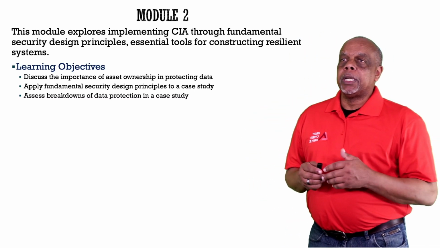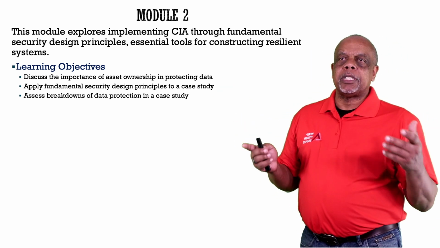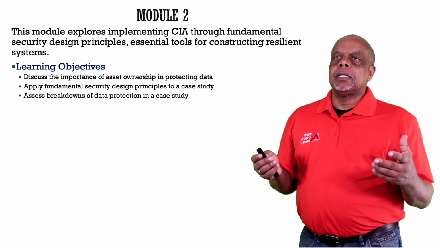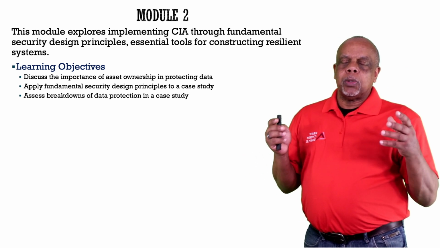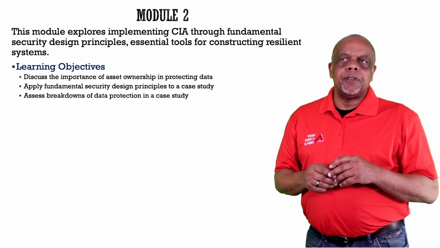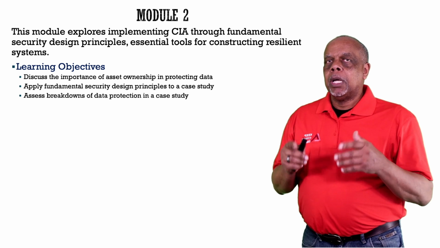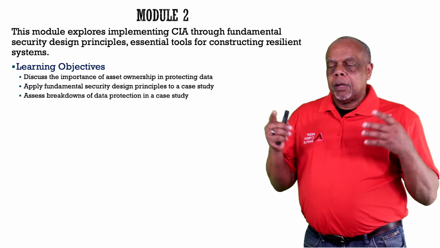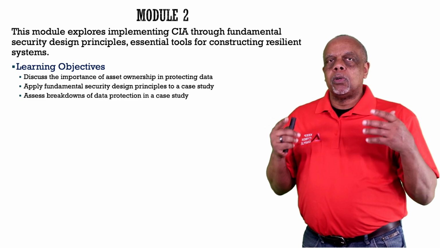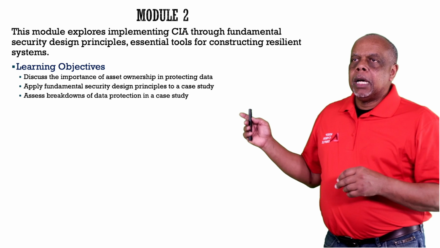Some objectives for this week. Discuss the importance of asset ownership and protecting data. You can't protect what you can't see. So asset ownership, understanding what assets you have in your organization, is huge. Also, we're going to look at how we apply some of the fundamental security design principles to a case study. You have a case study we're going to go through, and I think that'll help bring some of the pieces from week one together, where we talked about security controls, implementing controls, getting into NIST 800-53, some of those things.